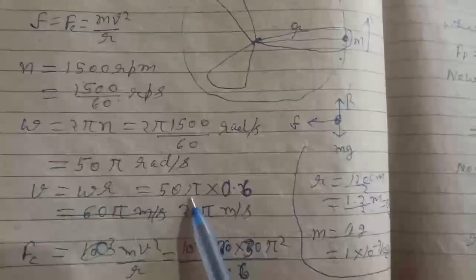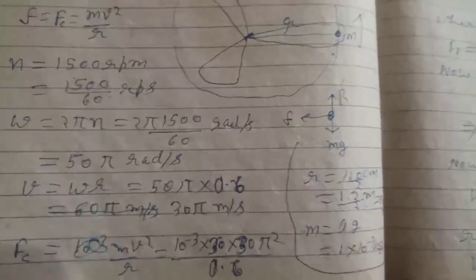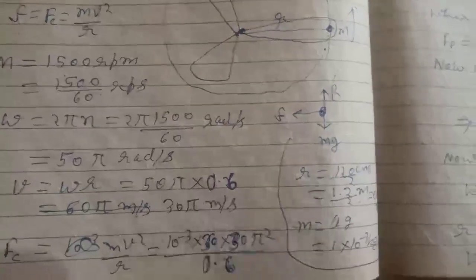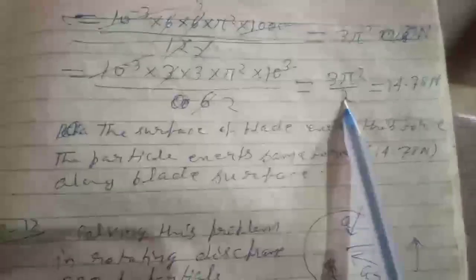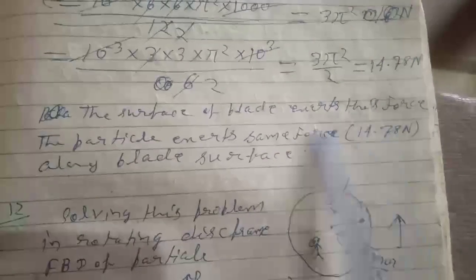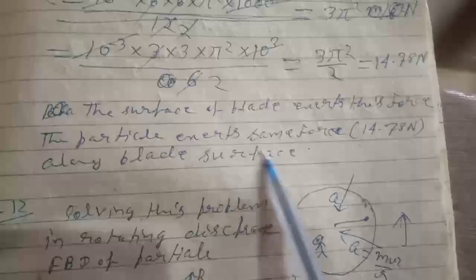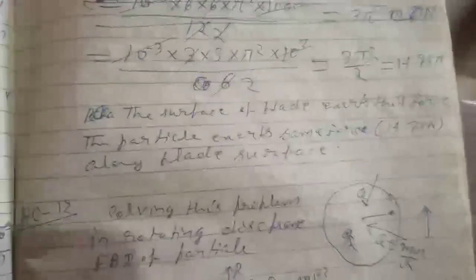Again, v equal to omega r, 50 pi into 0.6 equal to 30 pi meter per second, and Fc will be mv square by r, given by this value, and equals 14.78. The surface of the blade exerts this force. The particle exerts the same force, that is 14.78 Newton, along the blade surface.